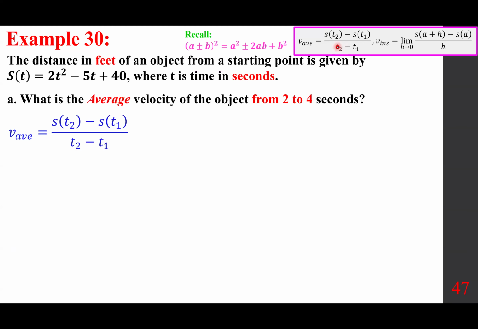And in this case it would be s of t sub 2, that means s of 4, minus s of t sub 1, or s of 2, over t sub 2 minus t sub 1, 4 minus 2. We're going to put 4 into this function, 2 into this function. The denominator simply becomes 4 minus 2 equals 2. So for 4, we get 2 times 4 squared minus 5 times 4 plus 40. For 2, we get 2 times 2 squared minus 5 times 2 plus 40.